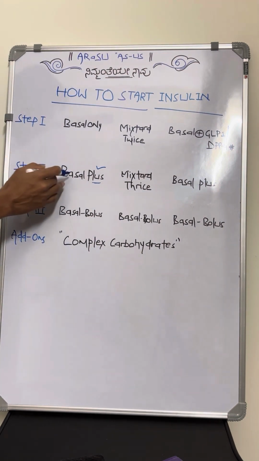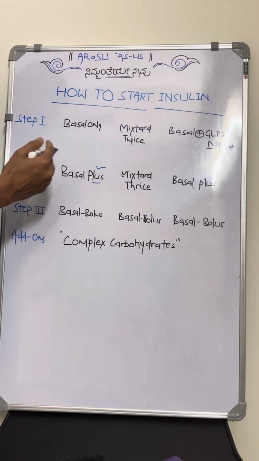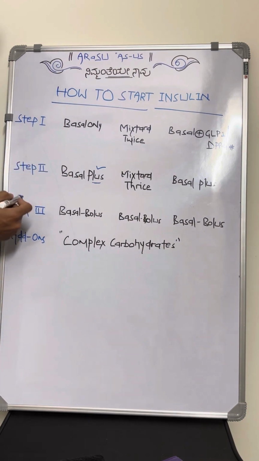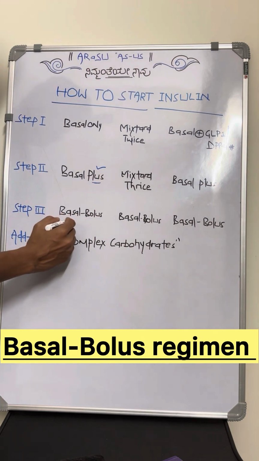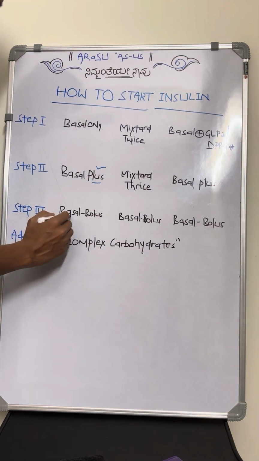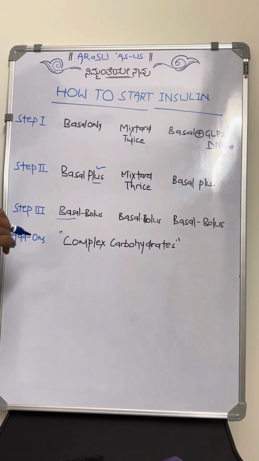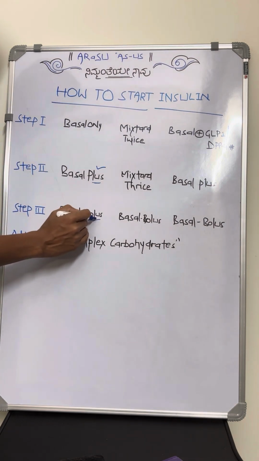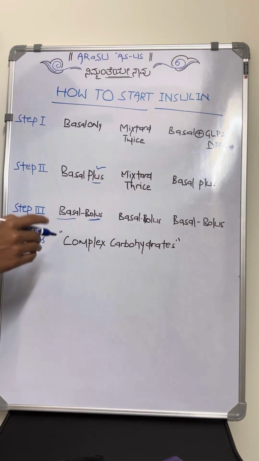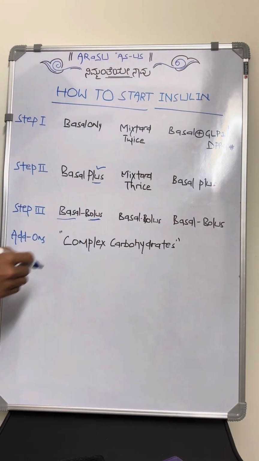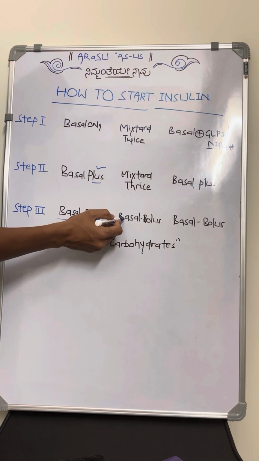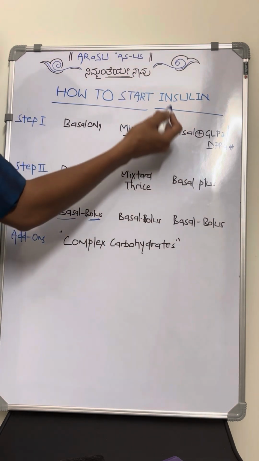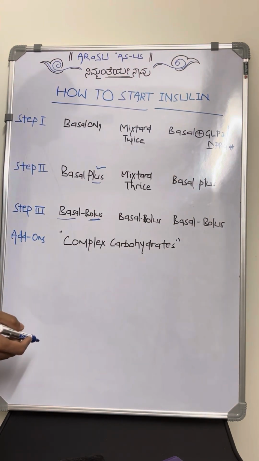Suppose with this regimen also, HbA1c is not getting controlled or sugars are not getting controlled, then we will go for step number 3, which is called the basal bolus regimen. So we will keep the basal dose as it is, and we will add bolus at every meal. This is called the basal bolus regimen. And even if it is not getting controlled with thrice mixed therapy, we have to shift to the basal bolus regimen. The same will apply to the third column also.